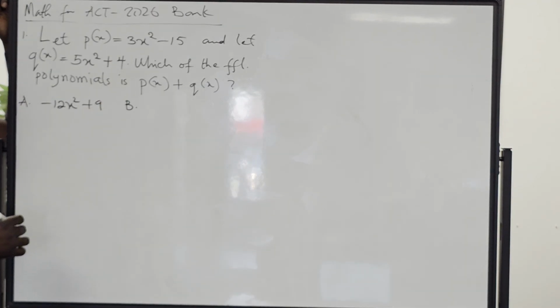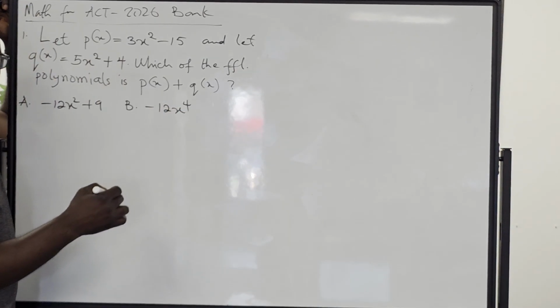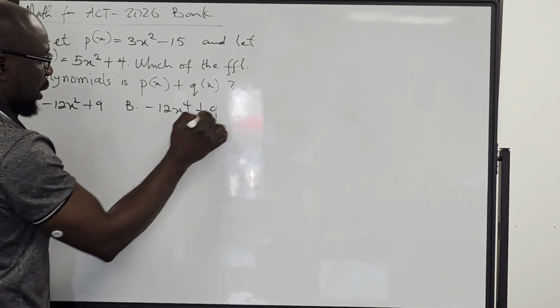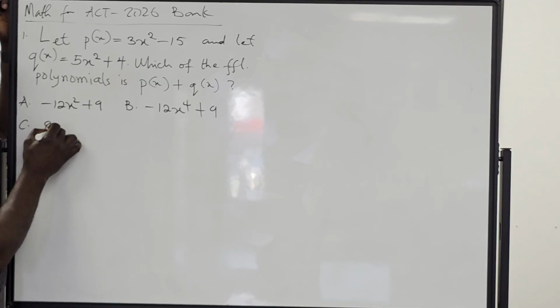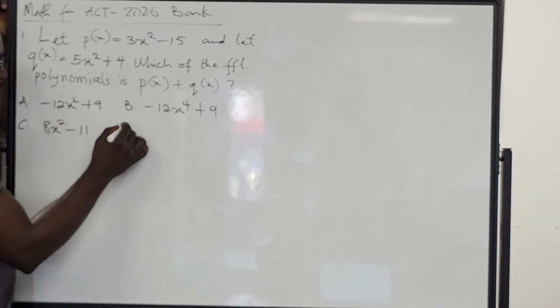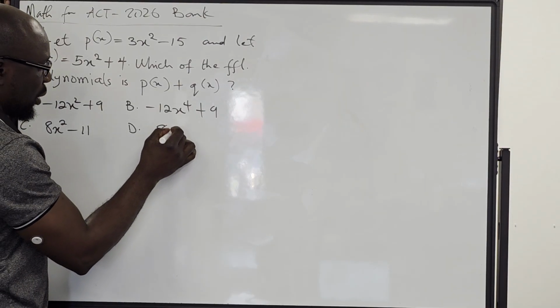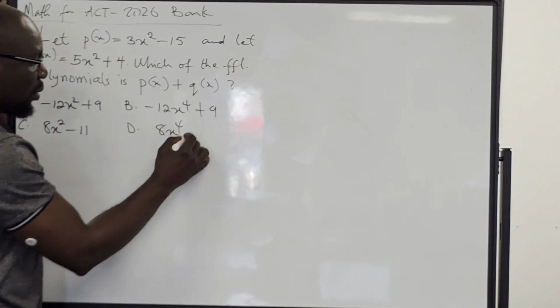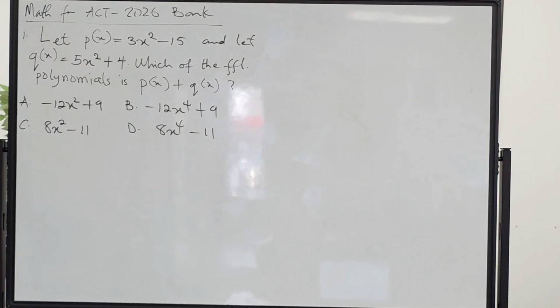Option B, minus 12x^4 plus 9. Option C, 8x squared minus 11. And option D is 8x^4 minus 11. So let P(x) equal 3x squared minus 15 and Q(x) is 5x squared plus 4.